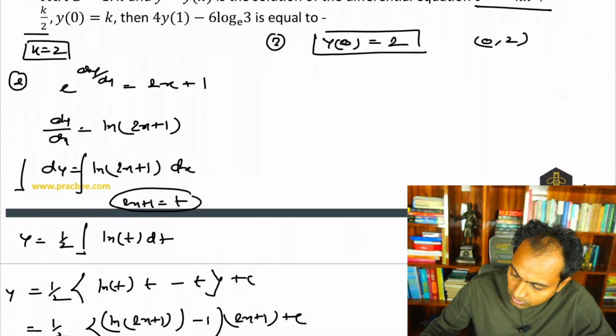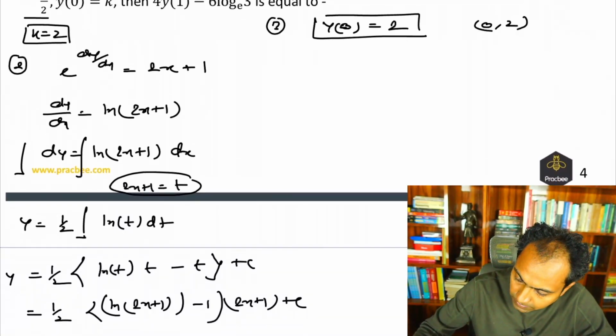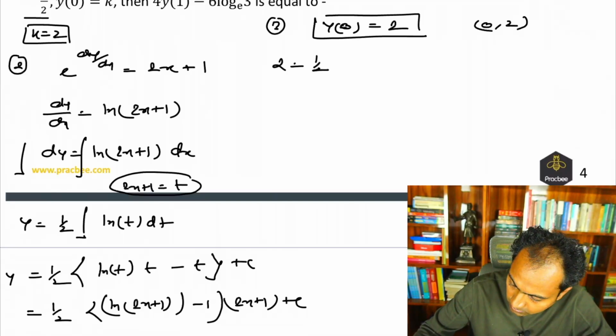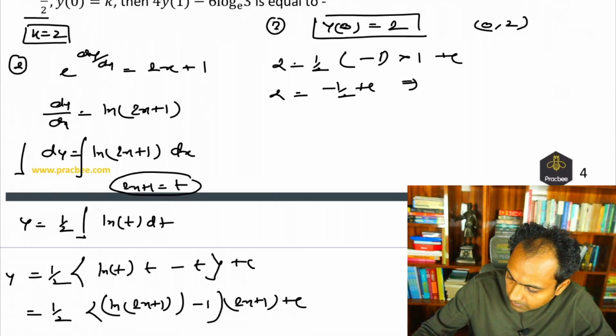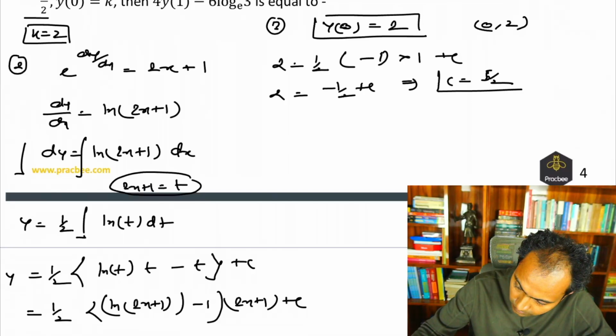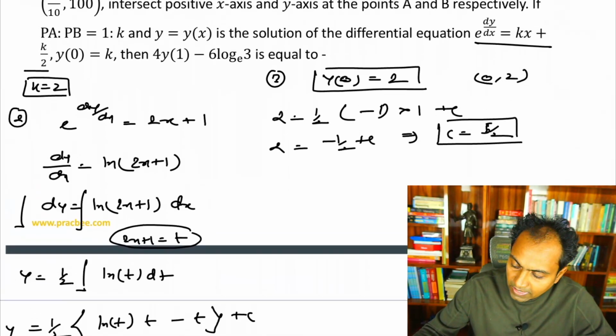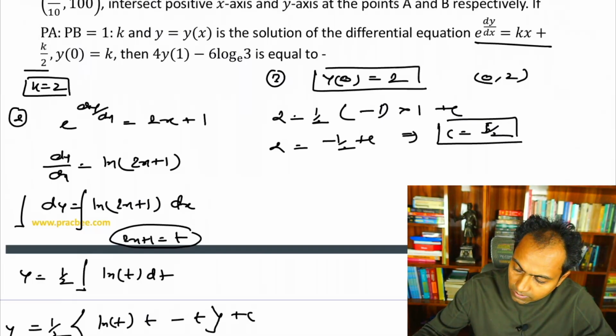Let us substitute here. So this will become 2. This is 1 by 2. ln 1 will become 0. Minus 1 will remain. And from here, again I am getting 1 plus c. So you can see that the value corresponding to this will become minus 1 by 2 plus c. Hence the value of c is nothing but 5 by 2.